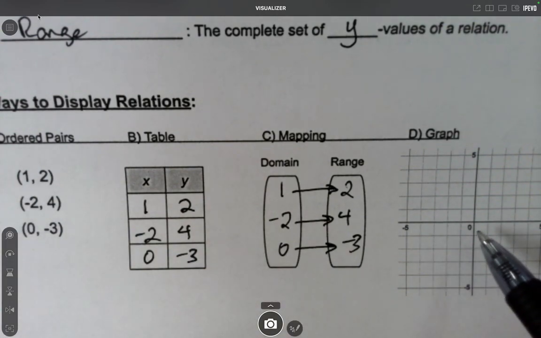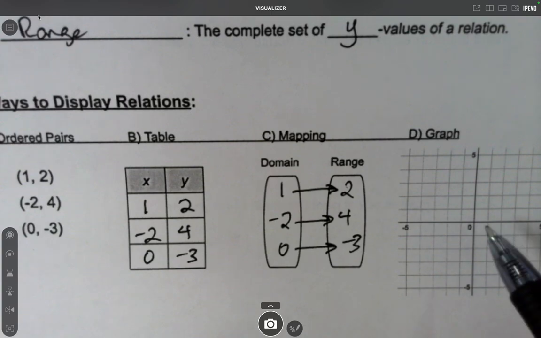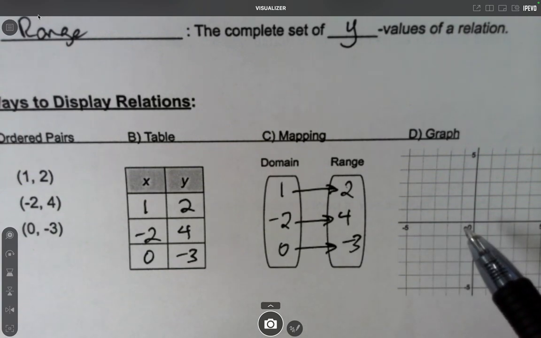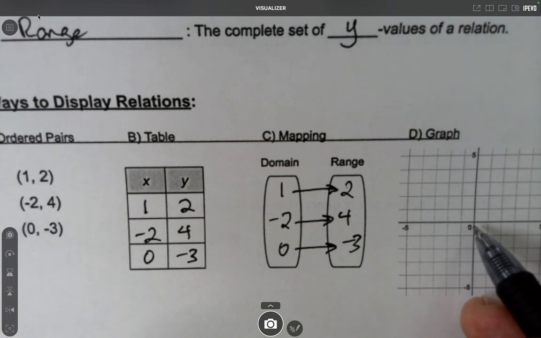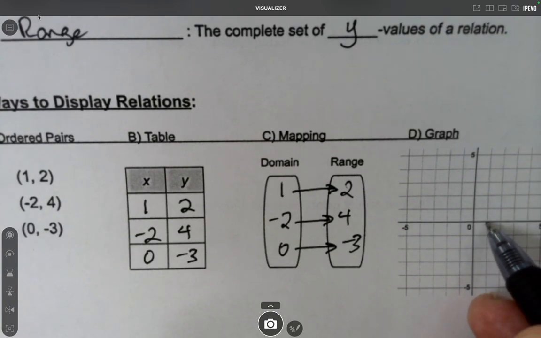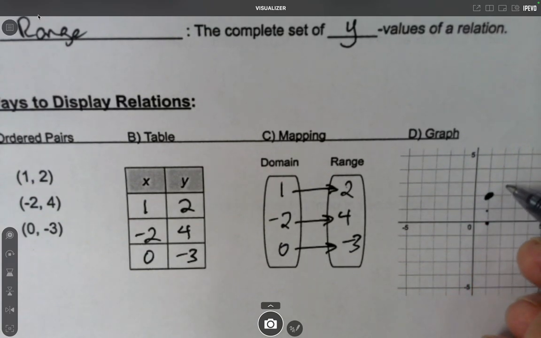So for every point you're graphing, start at the origin. You start right here. The first number tells you how far to go right or left. Positive numbers to the right, negative numbers to the left. So that first number, 1, tells me to start at the origin and go right, 1. Then the second number tells me how far to go up or down. If it's positive, I go up. So this is a positive 2, so I go up, 1, 2. So this is the point 1, 2.